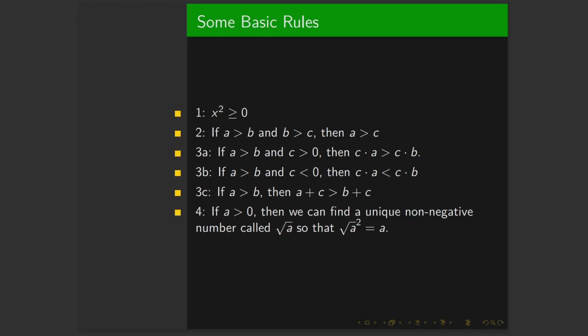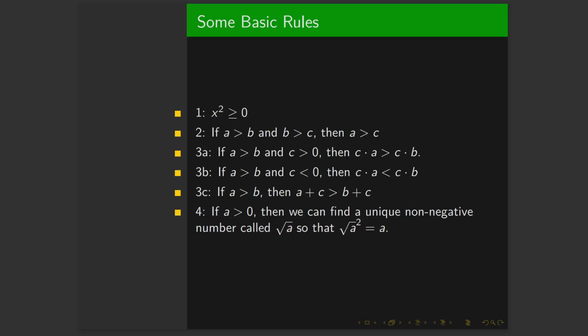The first thing is that every square number is greater than or equal to zero. Nice. That should make sense. Squares are positive. Just think of the graph y equals x squared. Two: if a is greater than b and b is greater than c, then a is greater than c. This should make sense. If 3 is greater than 2 and 2 is greater than 1, then clearly 3 is greater than 1.